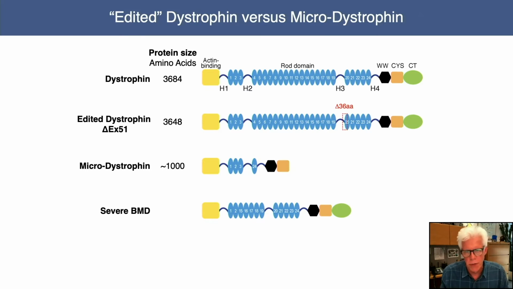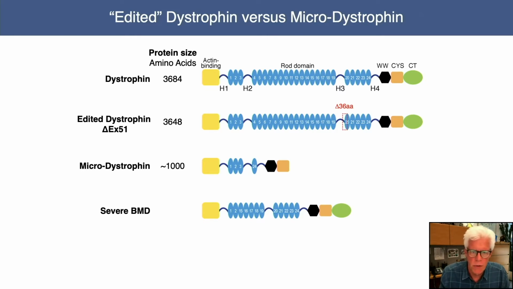size of the dystrophin protein that can be produced, as shown here, comparing at the top the normal protein with the gene-edited form of dystrophin that we've generated in the second to the top. In severe Becker muscular dystrophy, shown at the bottom, there's a truncated version of the protein, and the version shown at the bottom is correlated with very severe BMD.